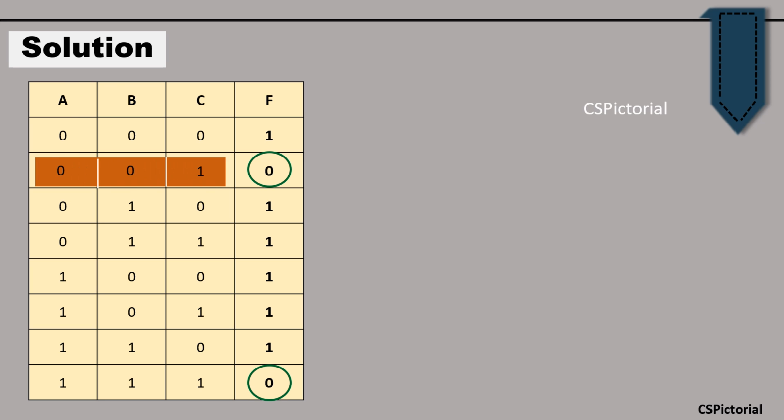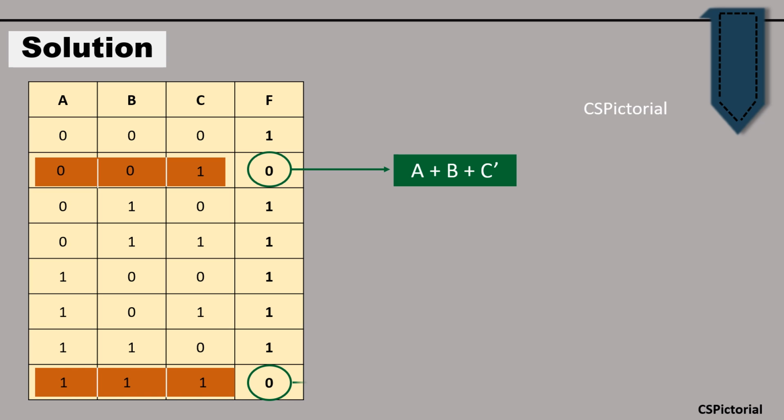To derive the max term, always remember for POS, if the value of the input variable is 0, write the literal as such in the max term. And if the value of the input variable is 1, the max term will have the complement of the literal. In the first entry, A is 0, B is 0 and C is 1. So the max term is written as A plus B plus C bar. Similarly, we get the next max term A bar plus B bar plus C bar.